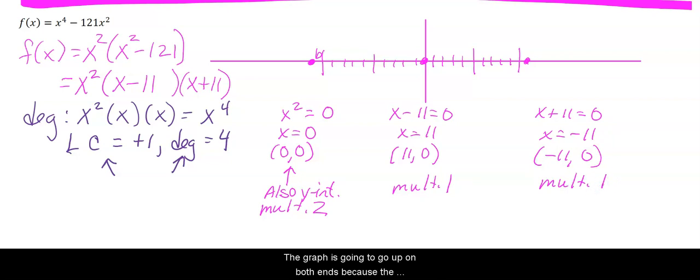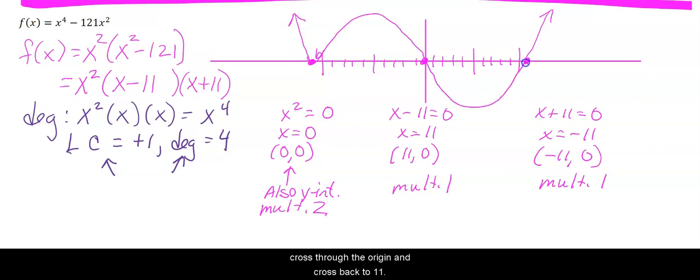Now, the graph is going to go up on both ends because the leading coefficient was positive and it's even degree. That means on the far right, it's up towards infinity, and on the far left, it's up towards infinity. Now I'm going to bounce at negative 11, go up, come back down, cross through the origin, and cross back through 11. That's basically what it looks like. Let's take a look at the next example.